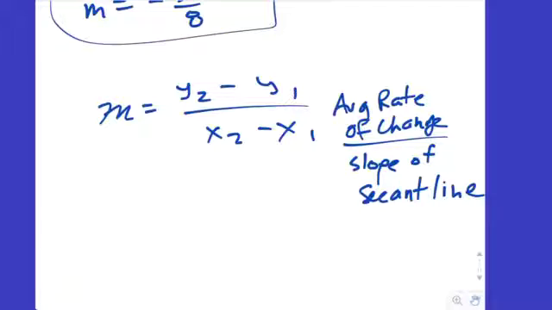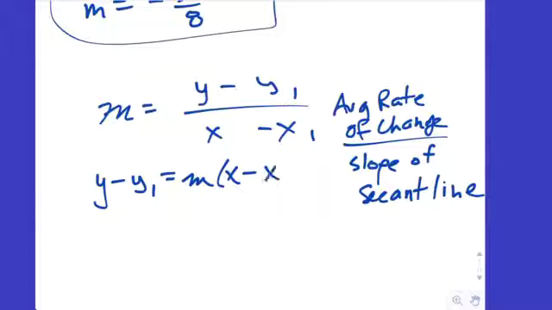Okay, now do something for me. Get rid of the little subscripts of 2's. Just call it y minus y sub 1 over x minus x sub 1. It's the same thing, we're just labeling them differently. If I just multiply both sides by the denominator, I get y minus y sub 1 equals m times x minus x sub 1. This is another form of a line called the point-slope formula. Because for this, all you need is the point, x sub 1, y sub 1, and the slope. Drop it in, and you have your equation.